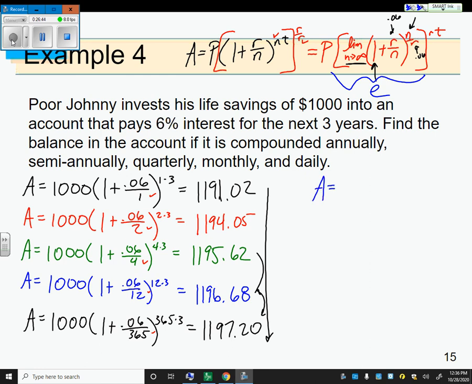So to compound the amount of money poor Johnny's putting into his life savings continuously, I just use my PERT equation. That's where it comes from. And so he takes his $1,000. You just put in the 0.06. You don't have to worry about any n's. They're all factored into this number e down here for 3 years. And what you're going to see is that poor Johnny didn't really make a lot more money. It's kind of sad. I got that he made $1,197.22. Only 2 cents more than if it's getting compounded daily.